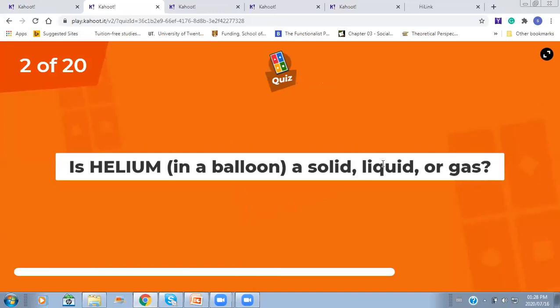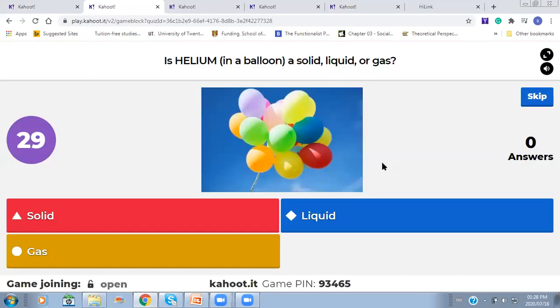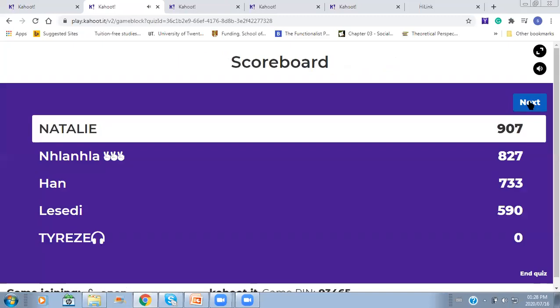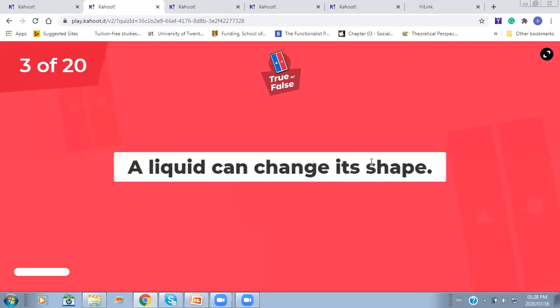Is helium in a balloon a solid, liquid, or a gas? All right, perfect. All five. Let's see the one who did it first. Okay, it's Natalie, followed by Ntlantla, Han, Lesedi, and Tyrus. Let's go to the next.